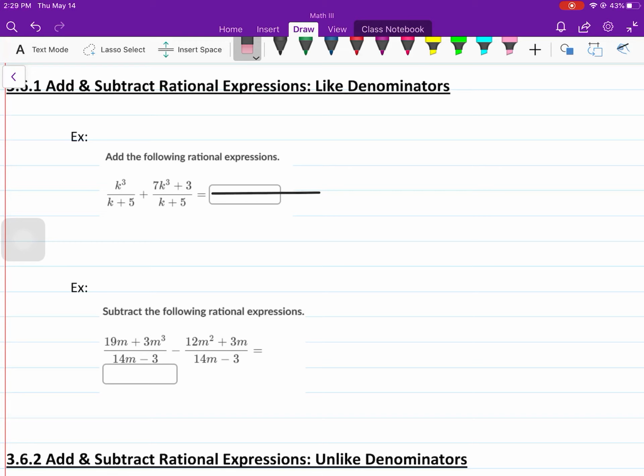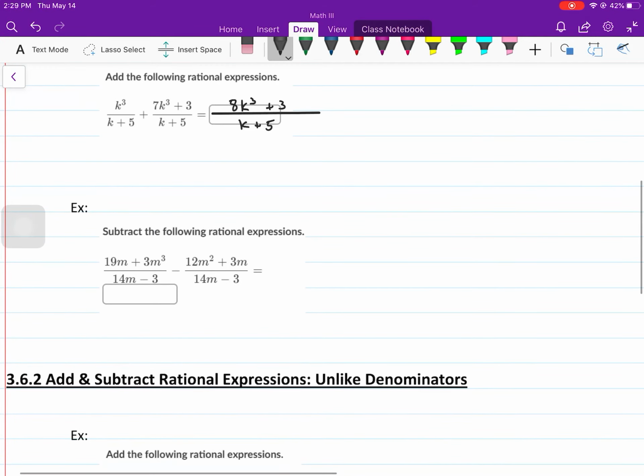So taking a look at this, numerator, I almost said x, it's k cubed plus 7k cubed is 8k cubed. And then 3 doesn't have any like terms, that's it. And then on the bottom, I almost put x again, but that would be k plus 5. It's really simple, not that bad.